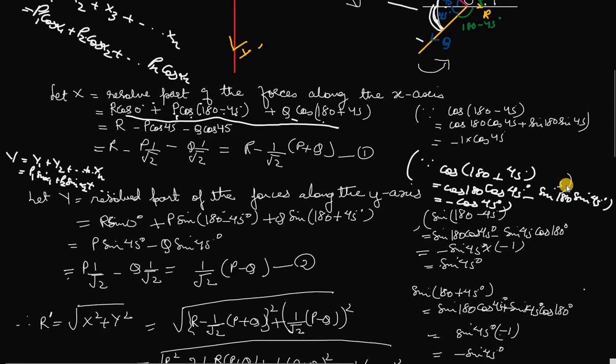Why? Because for sine of 180 minus 45, the formula is sine A minus B equals sine A into cos B minus sine B cos A. As you know, sine of 180 gives you 0, so we have minus sine 45 into cos of 180, but cos of 180 is equal to minus 1, so that minus sign multiplied with this gives you a positive sign, that is sine of 45 degree, which is 1 by root 2. So when you substitute the value of sine 45, what you get is 1 by root 2 into P minus Q. Name it as equation 2.